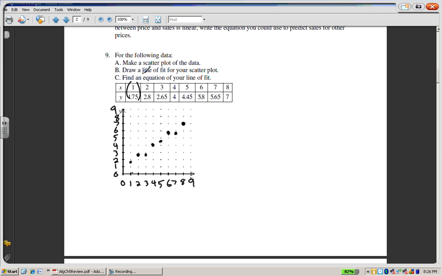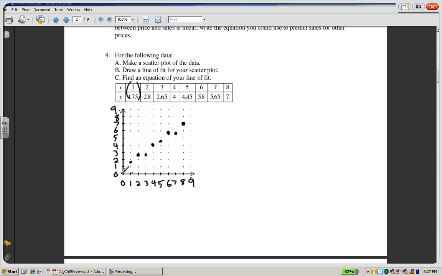All right, now we're going to draw a line of fit for our scatter plot. Now, I don't have my line tool with me, but we're going to do the best we can. I'm just eyeballing it. The first thing I want to do is visualize where I think the y-intercept could go. Well, I think my y-intercept would be right around here in this area.